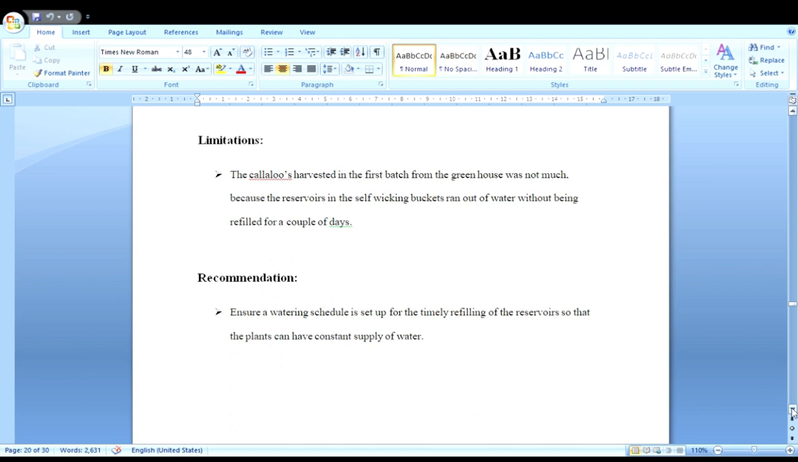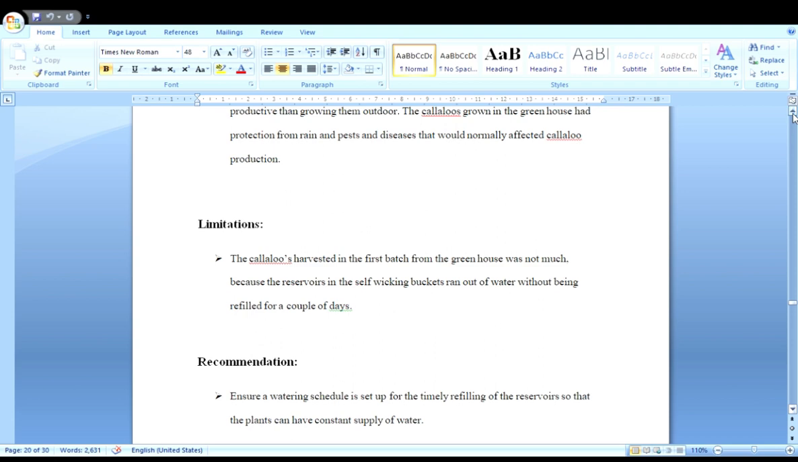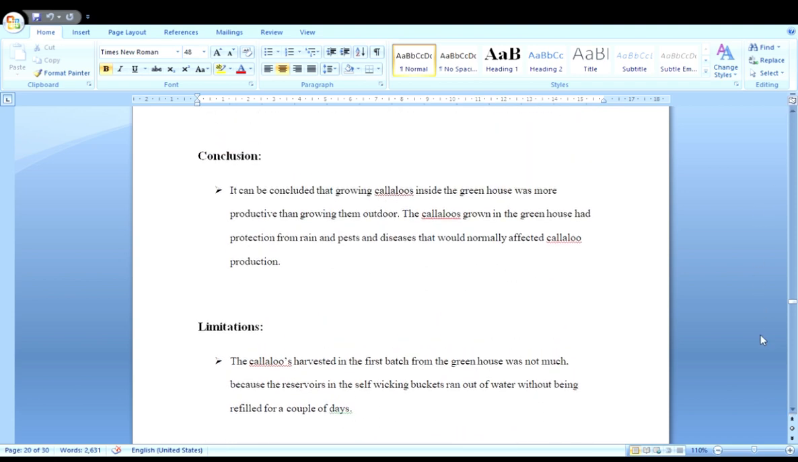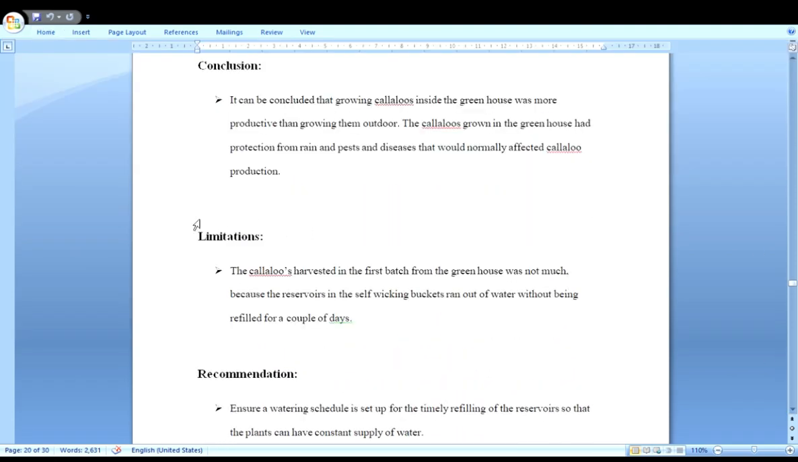Let's read what we have in our recommendation here. Ensure a watering schedule is set up for the timely refilling of the reservoirs so that the plants can have a constant supply of water. As you know, each of these values 1 mark, so in total you will have 3 marks there. These 3 items will take us to the end of the investigation.